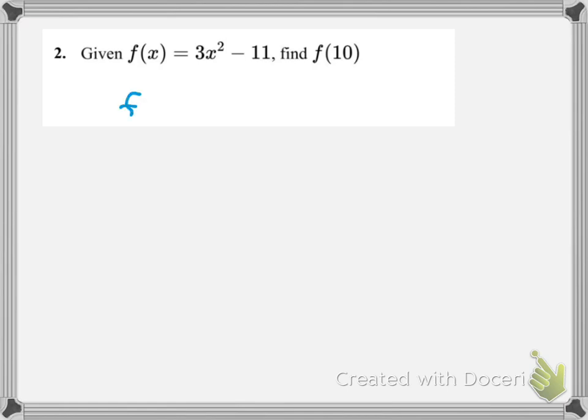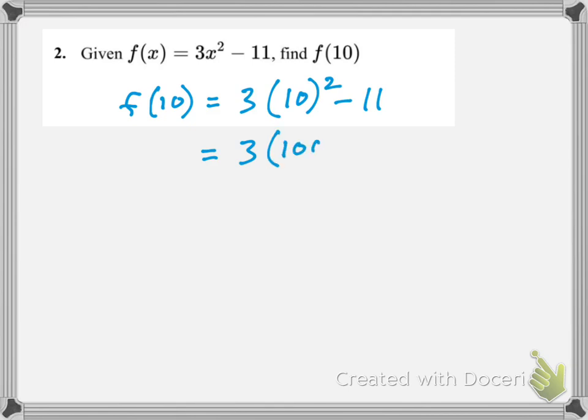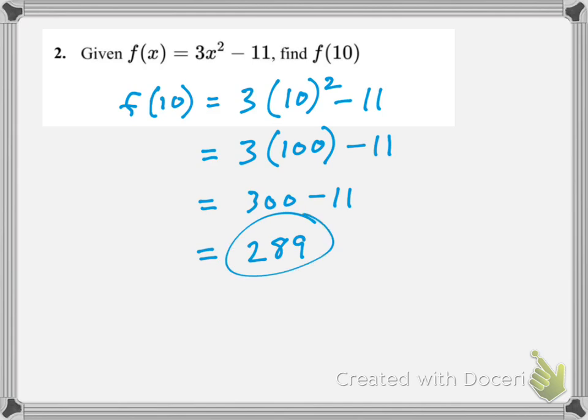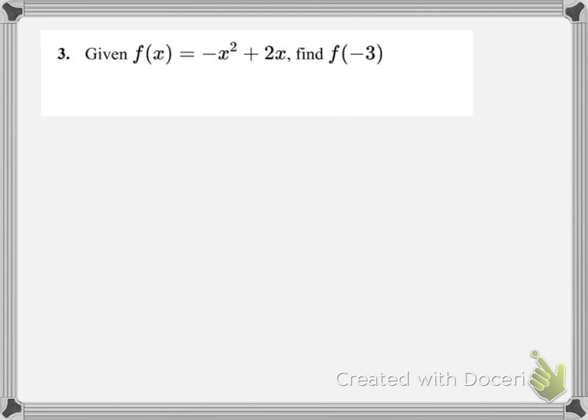Okay, f of 10. So this would be 3 times 10 squared minus 11. So it's 3 times 10 squared, which is 100, minus 11. So that's 300 minus 11, 3 times 100. So my answer is 289. So it's literally just plug and chug.